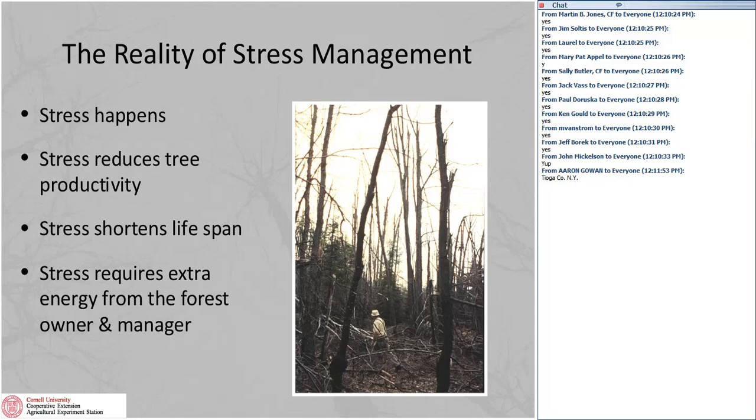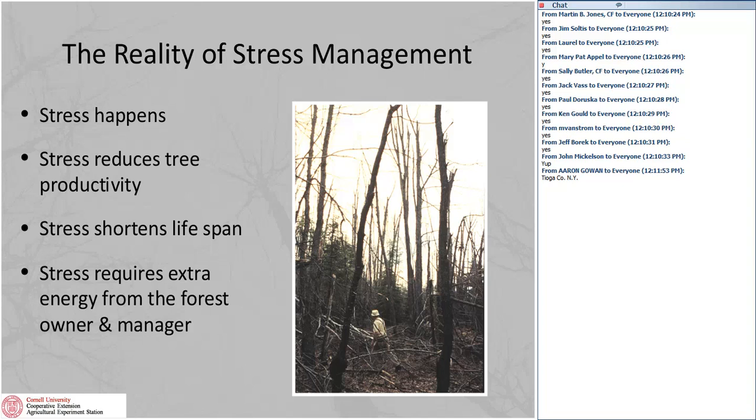The reality is that stress happens, okay? The picture that you see is in northern New York following the ice storm of 1998. The person that you see is Dr. Mannion. Some of you in New York may be familiar with Dr. Mannion, he was a forest pathologist at the SUNY College of Environmental Science and Forestry, and there's a tour. Doug Allen, as I recall, was there, and Ed White. There's a tour following the ice storm, foresters and landowners and maple producers looking at the aftermath, and this is some of what we were seeing.